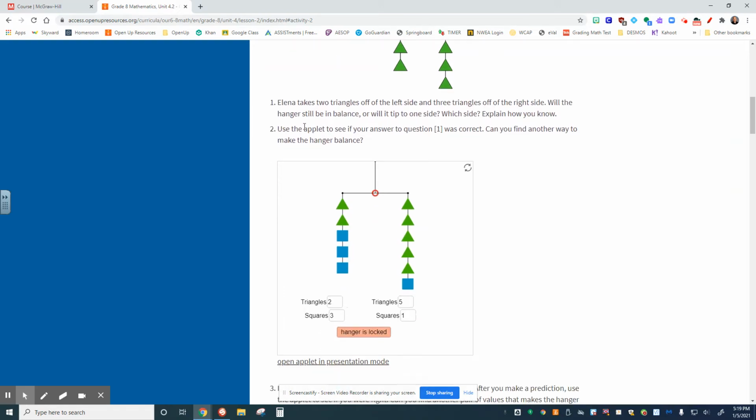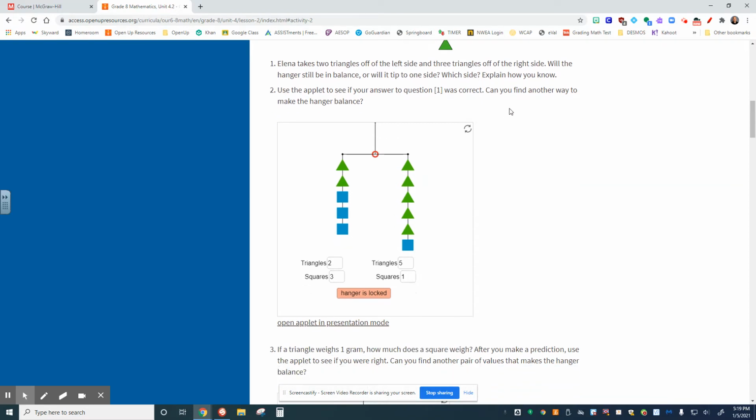So Elena does this. She takes 2 triangles off the left side and 3 triangles off the right side. Will the hanger still be in balance? Or will it tip to one side? Which side? Explain how you know. Well, right here in the little applet, we can go right here. If we take off 2 of them right here, well, 2 minus 2 is 0. And it takes away those 3 triangles. And you take away the 3 triangles on the left, gives you 2 triangles.